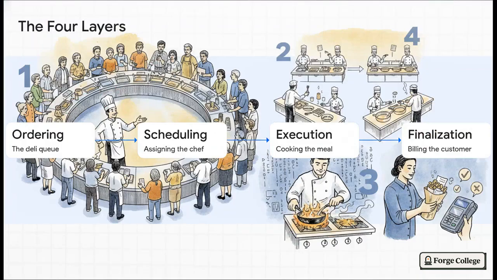Section 2. The 4 layers of execution, from order to the final bill. To really understand the differences between these networks without getting lost in the technical weeds, we kind of need to break the execution model down into 4 distinct, manageable layers. Think of this as the journey from placing your order at the deli counter to paying your final bill.